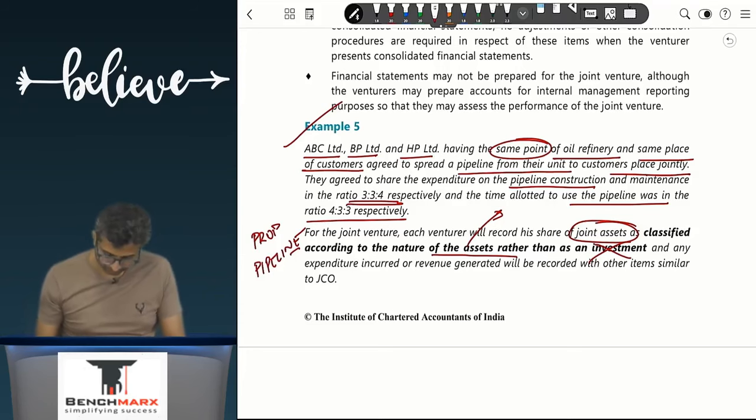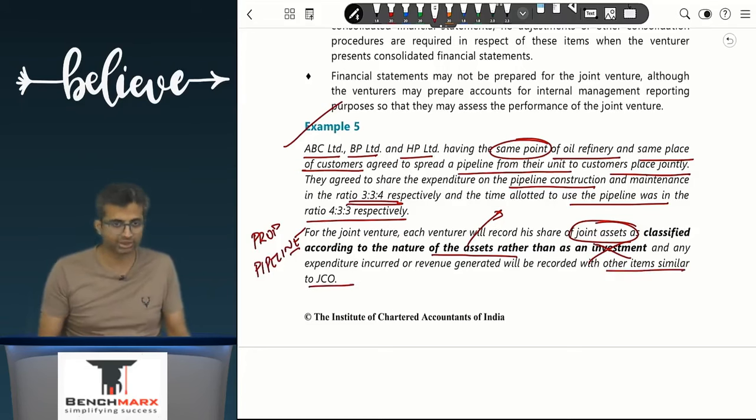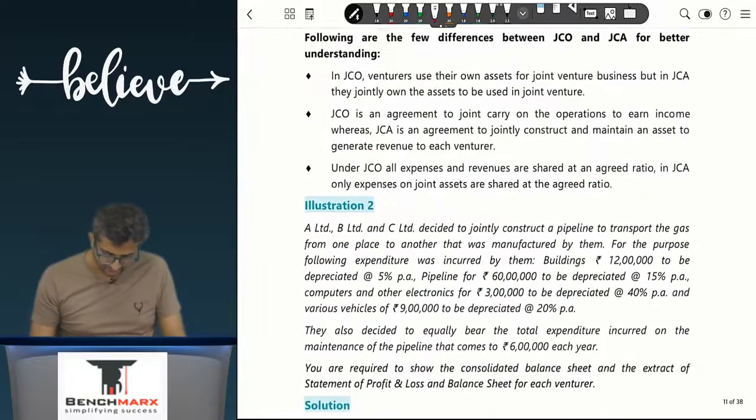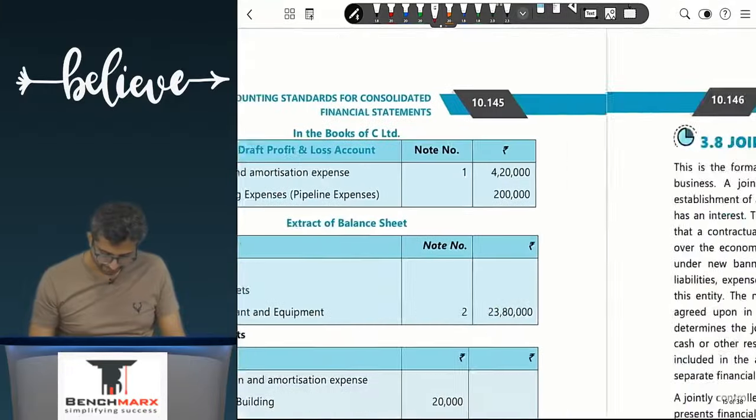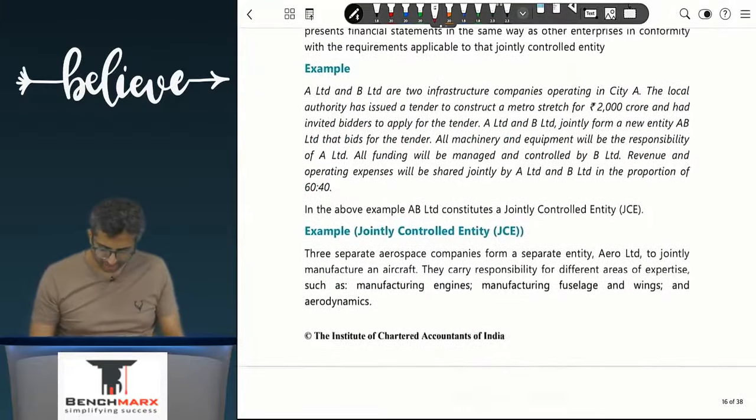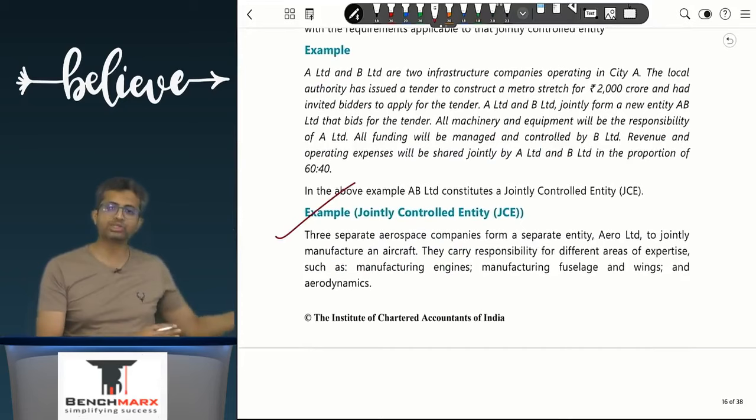Yes, sir. And any expenditure incurred will be recorded with other items being similar to jointly controlled operation. So, same is just example. Achha, illustration we have done. Achha, example of a jointly controlled entity, they have given you a huge example.